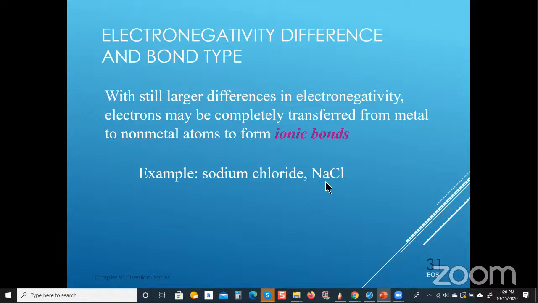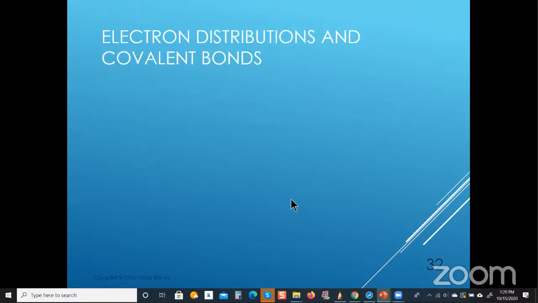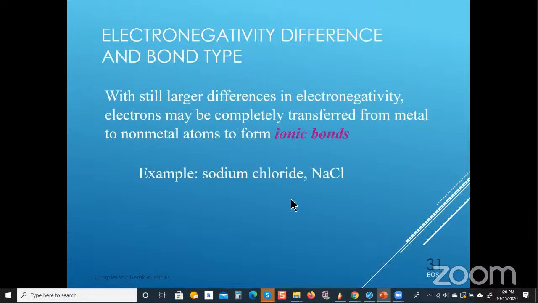Sodium is the metal, it's not electronegative, and has a very low electronegativity value. Chlorine, on the other hand, is at the other extreme. So in this case, you'll have the complete transfer of electrons from the sodium to the chlorine to form sodium ions and chloride ions, all right? So those are the three categories of bonds when it comes to looking at the electronegativity values.